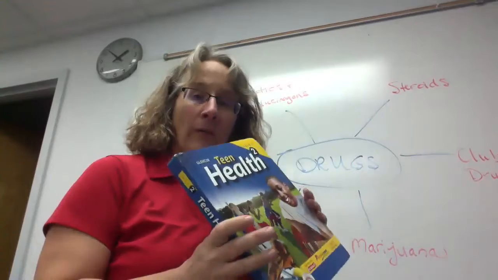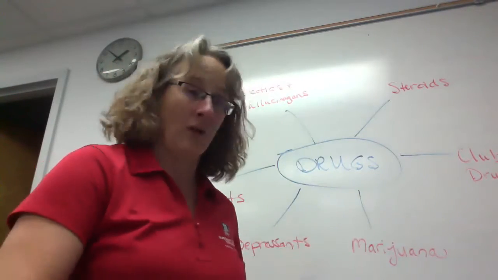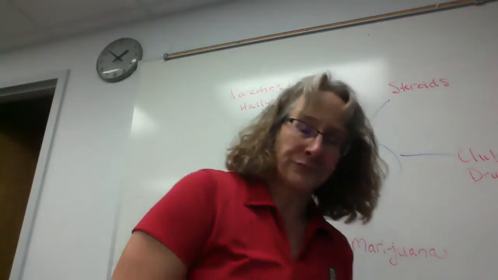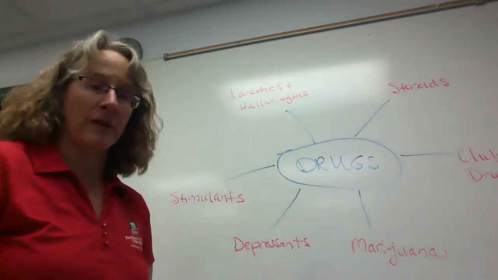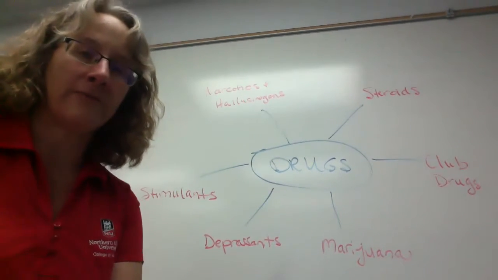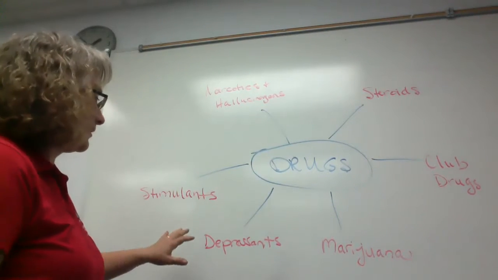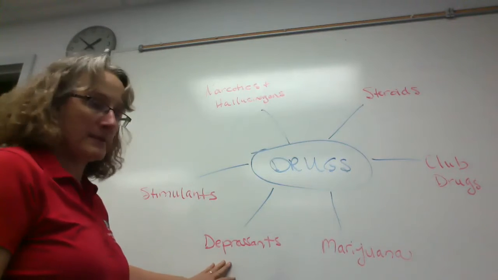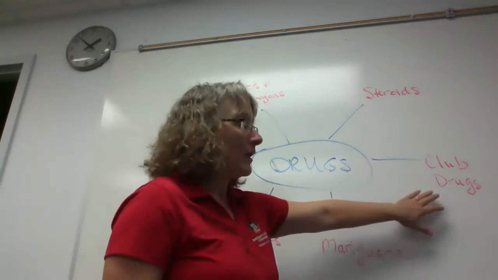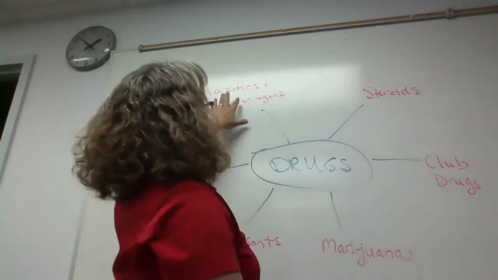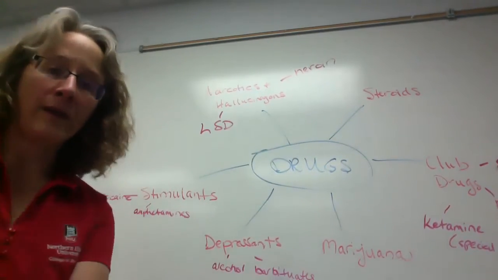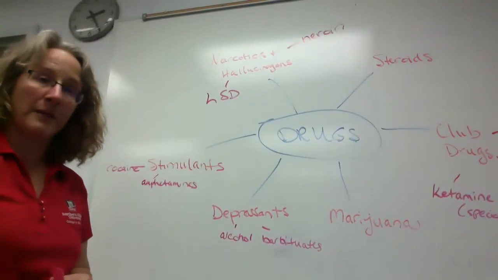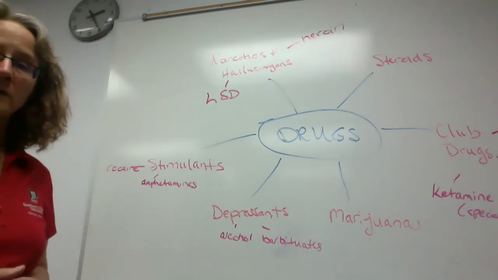I am currently pulling examples from Teen Health 2, in their chapter and discussion on drugs. The organization of these topics is based on the textbook chapter. They identify six different types of drugs, starting with stimulants, depressants, marijuana, club drugs, then narcotics and hallucinogens, and steroids. So what I've done is elaborate on examples from the book related to each one.